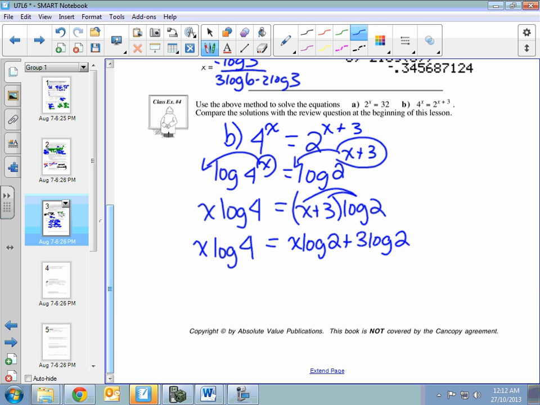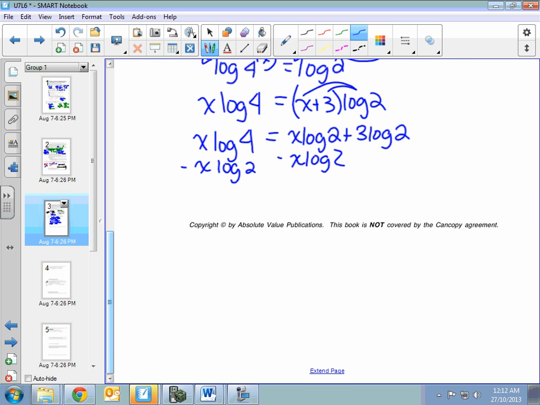So now I have x's and numbers on both sides. Let's get all my x's to the one side. It's positive on the right-hand side. We can subtract it. So all I'm doing right now is I'm going to subtract x log 2 from both sides. So on my left-hand side, I'm left with x log 4 minus x log 2 is equal to, so those will cancel out. I'm left with 3 log 2 on my right-hand side.